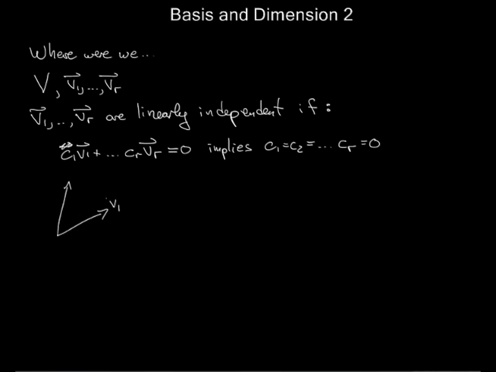And recall the picture is if we have two vectors like this, then they're linearly independent, but if we had too many vectors, three of them in this case, the answer would be no, these are not linearly independent.